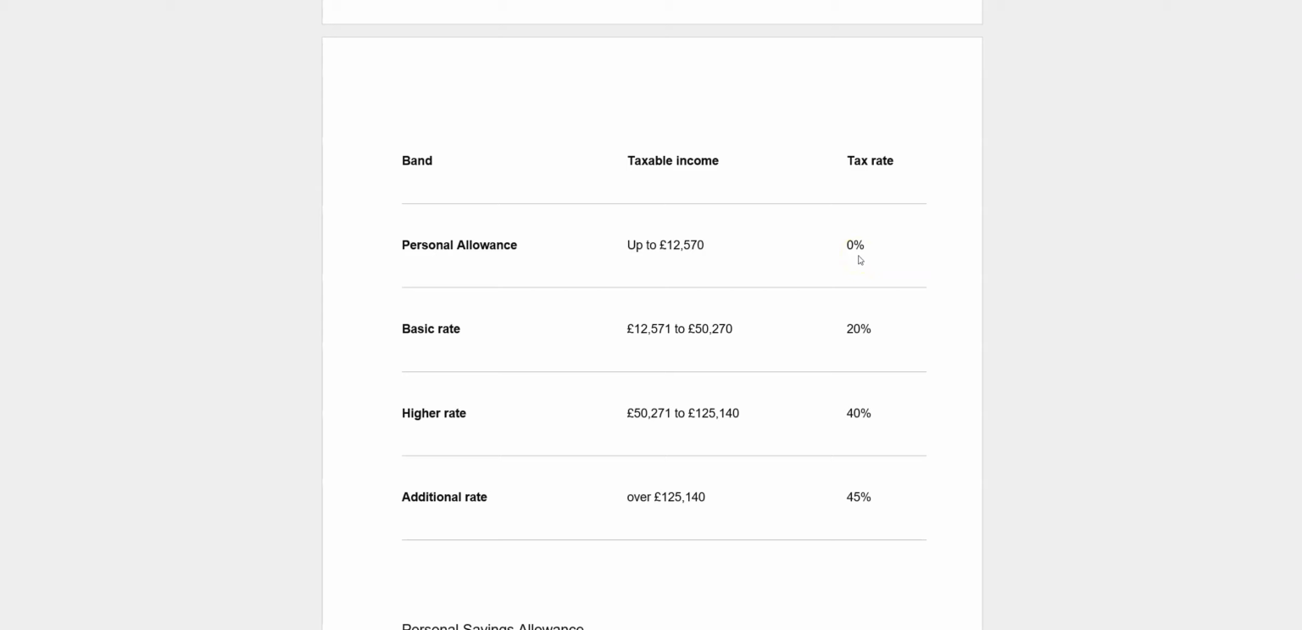Basic rate starts from 12,571 to 50,270. Between these numbers, 12,571 to 50,270, we pay tax at 20%. It could be your non-savings income, your savings, or dividend. Between these numbers we only pay 20% tax. Higher rate, more than 50,271 to 125,140, we pay 40% tax, regardless of whether it is from savings or non-savings. And if someone's income is more than 125,140 per year, the tax rate is 45%.